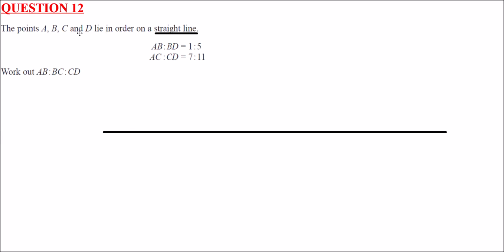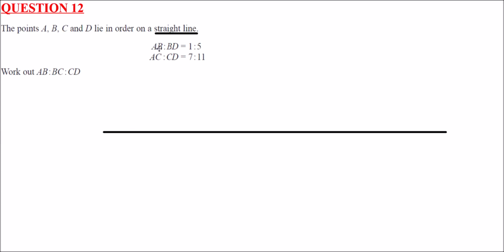Question 12. A, B, C, D lie in order on a straight line. So we've got this information here. I'd honestly suggest just to sketch out this straight line. So a straight line I'm going to do in black. So here's my straight line. So these points are in order.